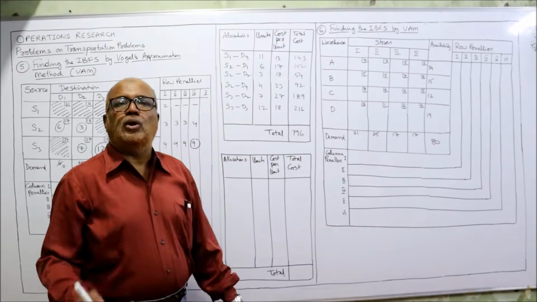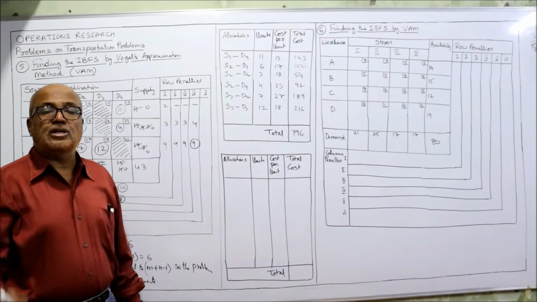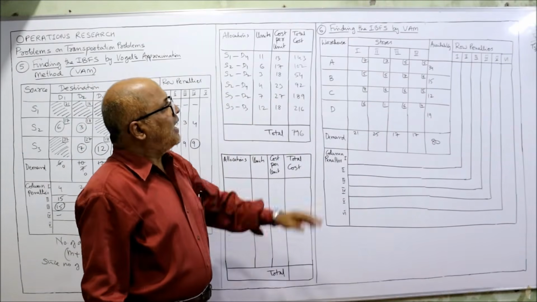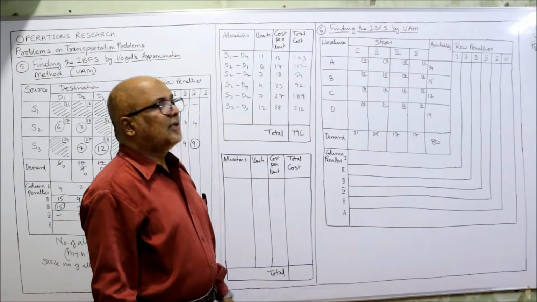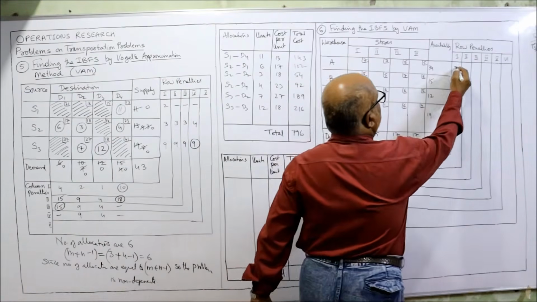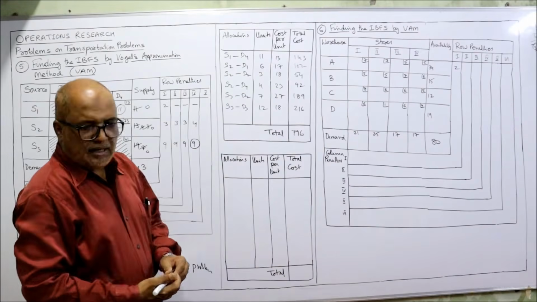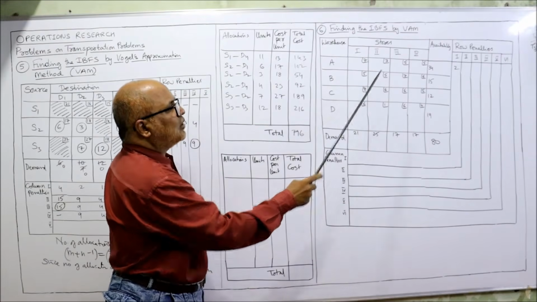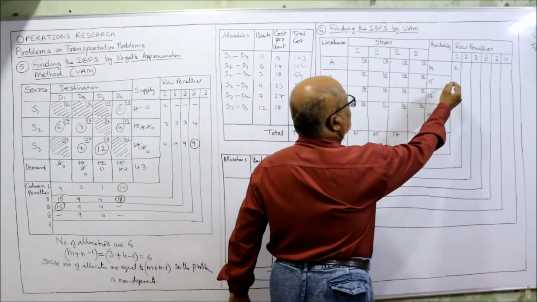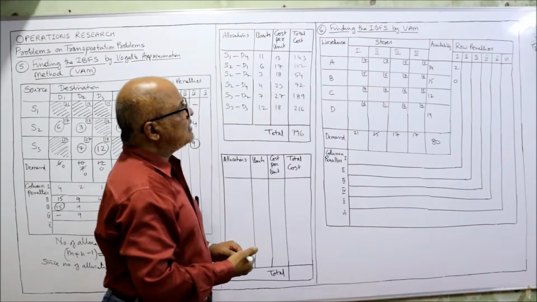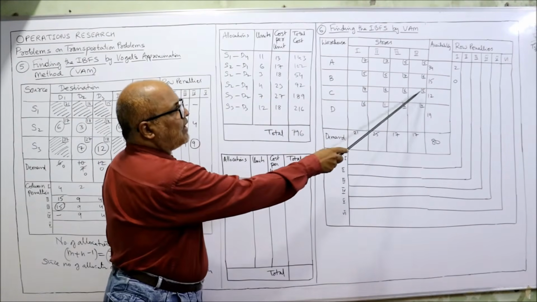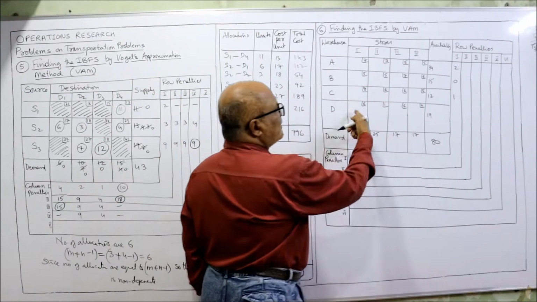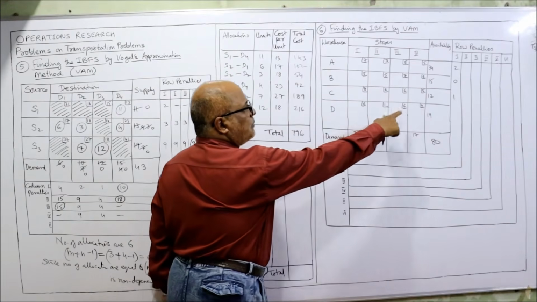Penalty is the difference between the lowest cost and the next lowest cost. In the first row, the lowest cost is 3 and the next lowest cost is 5. So 5 minus 3, 2. In the second row, the minimum cost is 5, and the next minimum is also 5. So 5 minus 5, 0. Third row, minimum cost is 5, next minimum cost is 6. So 6 minus 5, 1. Here the minimum cost is 1 and the next minimum cost is 4.